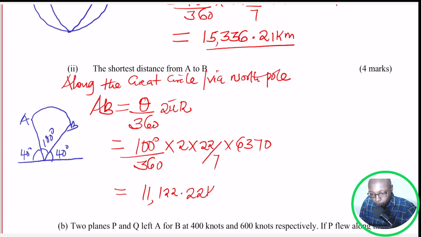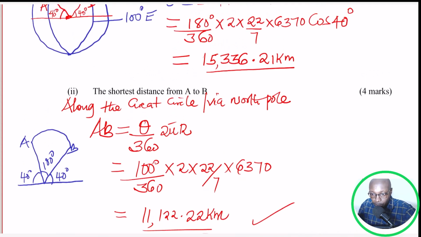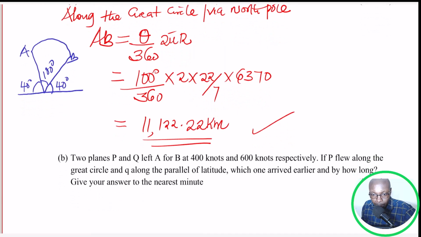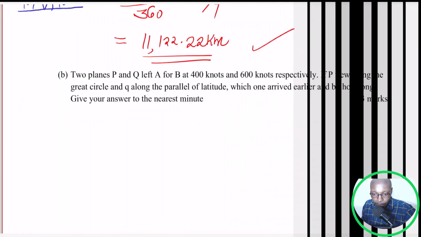11,122.22 kilometers. And you notice that this distance is shorter. You can see along the circle of latitude you get 15,336, whereas from the short distance you get 11,122.22. Now that is part 2. Let's go to the last part.